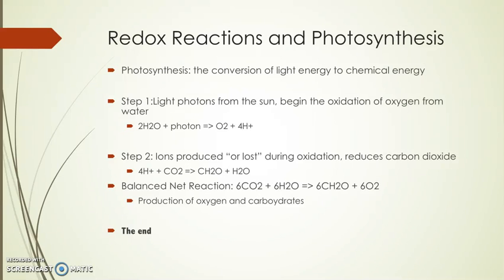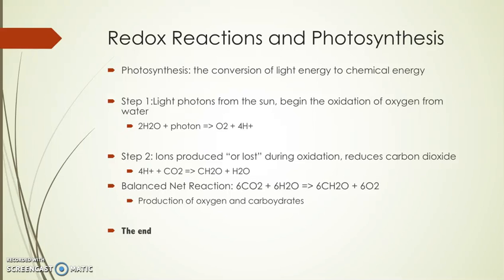Photosynthesis is an example of a redox reaction and is a process where plants take light energy and convert it to chemical energy. It is this chemical energy that allows it to produce oxygen and glucose, which are vital for human life. This reaction occurs in 2 steps.